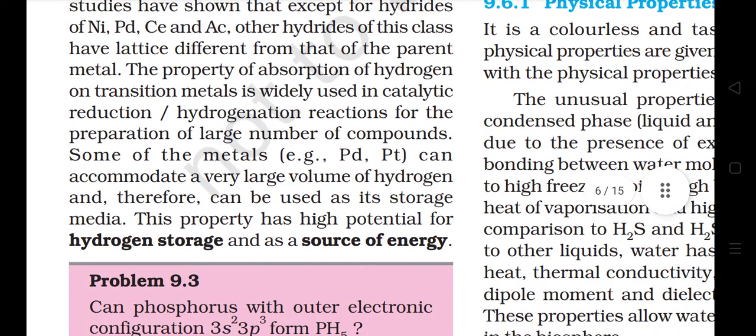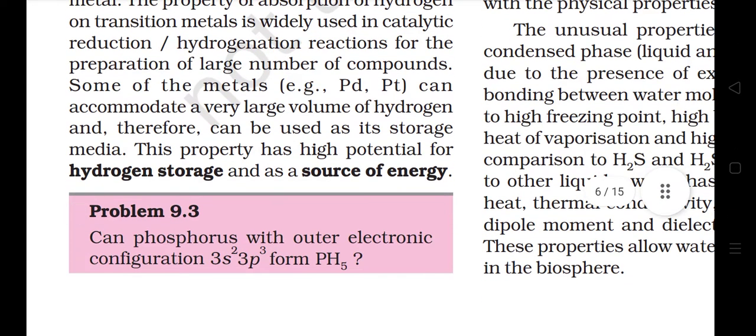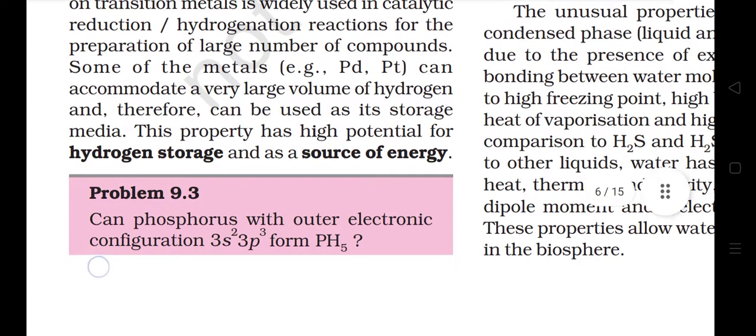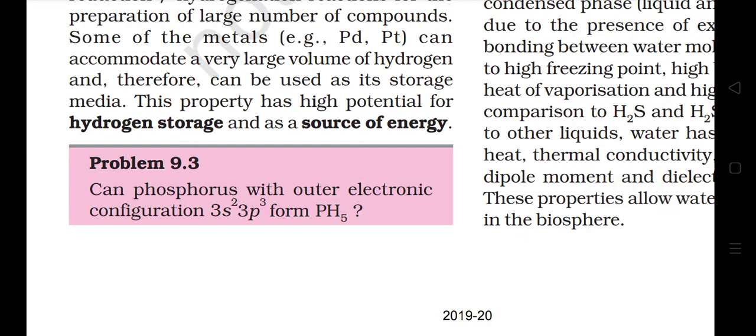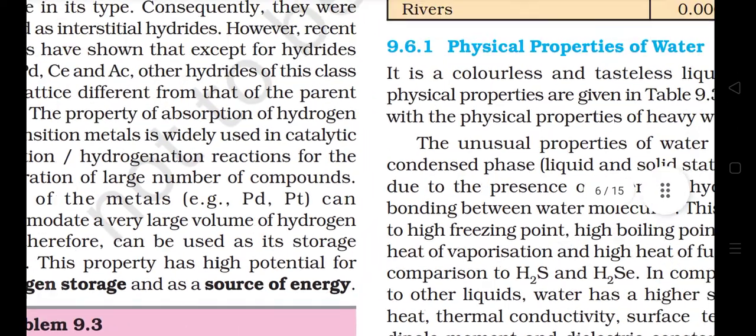The property of absorption of hydrogen on transition metals is widely used in catalytic reduction or hydrogenation reactions for the preparation of a large number of compounds. Some of the metals, Pd and Pt, can accommodate a very large volume of hydrogen and therefore can be used as its storage media. This property has high potential for hydrogen storage and as a source of energy.